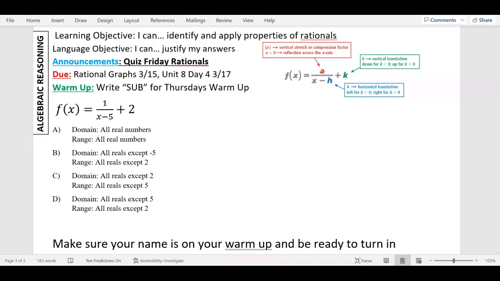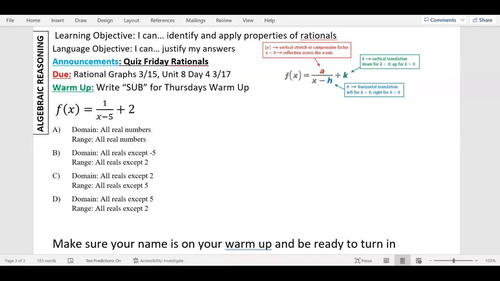But for the warm-up, make sure you write sub for yesterday, and let's look at this function. So this is rational, again, because x is on the bottom. Looks like this format, okay? And there's two transformations. There's a horizontal one and a vertical one. So y'all see that number on the bottom, okay? We call that h. H, like the word horizontal, is left and right. And we talked about how h on the bottom is a lie.